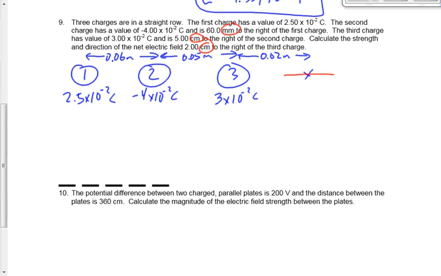To the right. It's away from the positive producer, number 1. James, which way does the field point at point X caused by number 2? Good. It points toward the negative producer. Mason, which way does the field caused by number 3 point at point X?